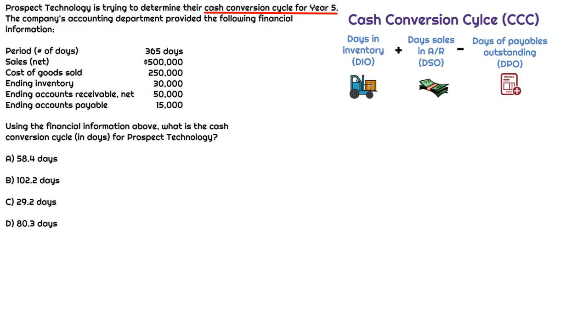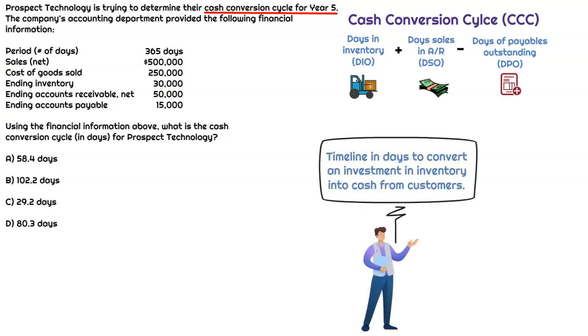And what the cash conversion cycle allows us to do is to state that whole timeline or cycle in a certain number of days. And so what we need to do is calculate the number of days in inventory, and then we add the days sales in AR, and then we subtract the days of payable outstanding, and that will give us the cash conversion cycle for Prospect Technology. So what we're going to have to do is calculate each of those ratios individually, and then we can plug them into our formula for the cash conversion cycle, and that will give us the correct answer.